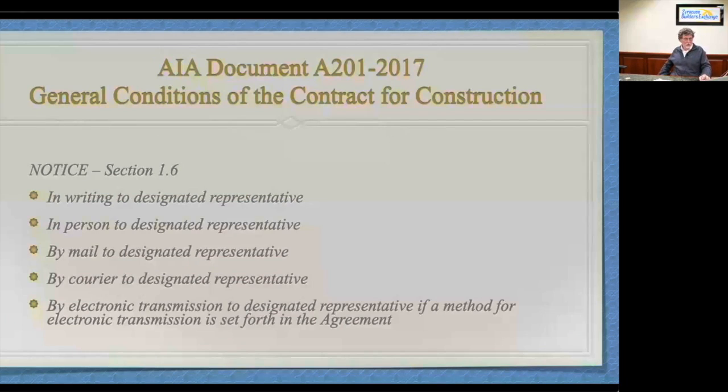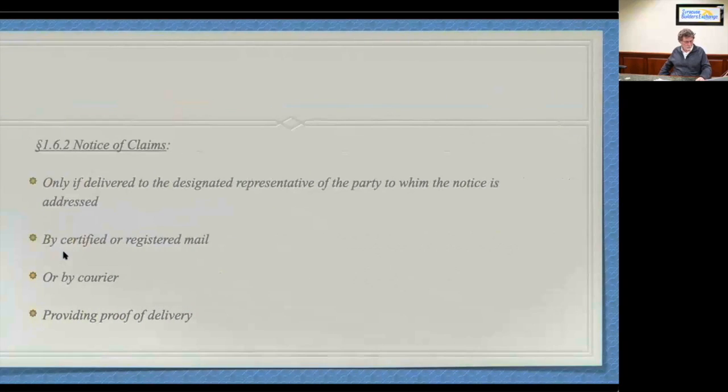Because project managers sometimes tend to come and go, you might want to put in your PM and his or her email address, but also someone from the home office, an officer of the company who might be involved in the project, because it's better to have two people getting notice, especially if notice is sent to somebody who is gone from the company, because, well, they tend to go.